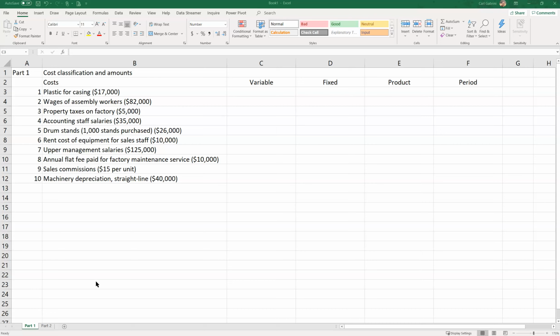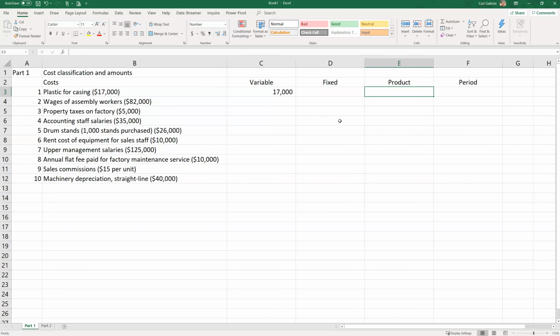All right. So we're manufacturing drum sets. That's what this company does. First we've got plastic for the casing on the drums, and the total cost for that was $17,000. So is this a variable or fixed cost? Well, since this is going to be used in the production of the drums, the amount of plastic that we need is going to vary depending on how many drums we produce, and therefore it's going to be a variable cost.